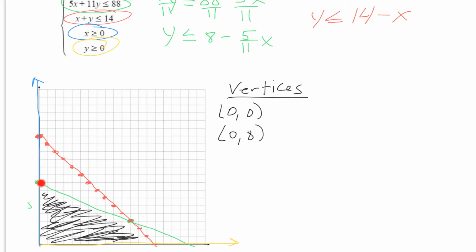Then if I continue to travel along my shaded region, I come to the intersection of the green and the red line. I know from my graph, since I've plotted those points very accurately, that intersection is going to be pretty easy to find. I don't have to go through and solve that system because it's an exact point right here. Let's count it out: 1, 2, 3, 4, 5, 6, 7, 8, 9, 10, 11, and 1, 2, 3. At 11 and 3. Then if I continue along my shaded region, I get to the intersection of the red and the yellow line, which is at the point 14, 0.